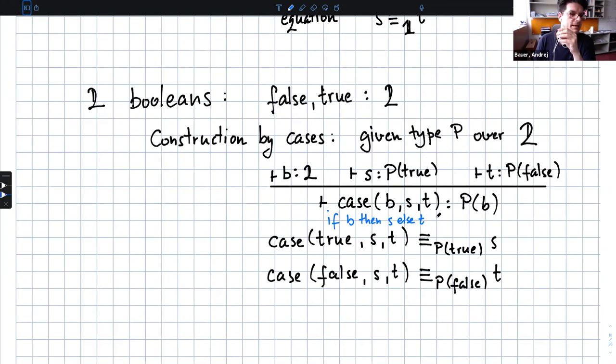The question is, why is case not presented similarly to IND? But yes, it could be. So exercise: write case similarly to IND, and in reverse, write IND similarly to case. I wanted to show different ways of introducing things.